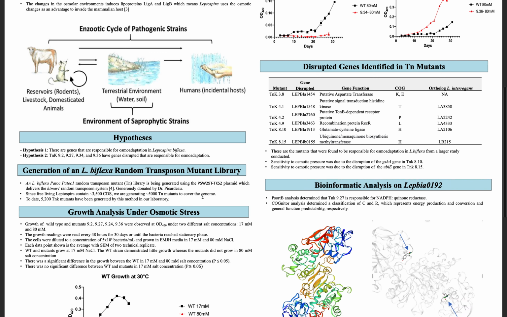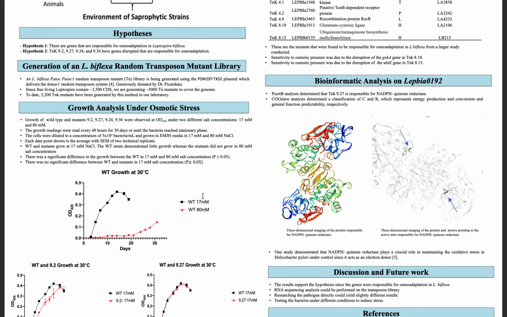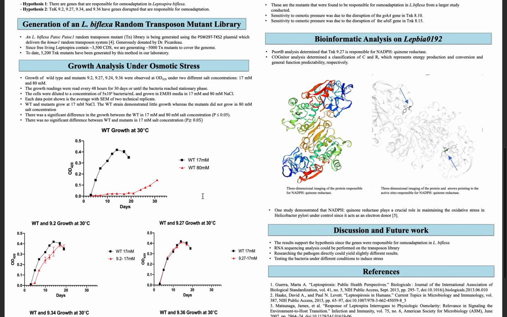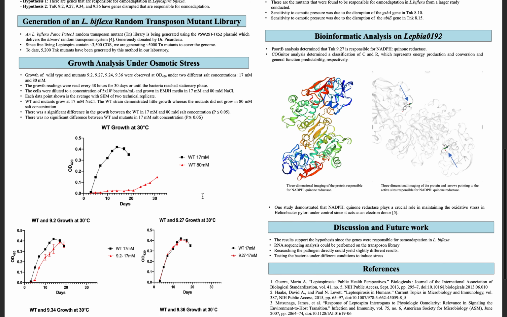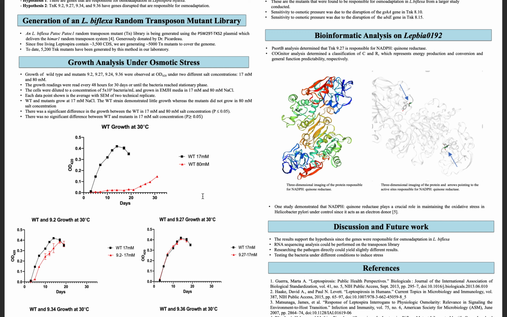My mentor gave me 4 mutants to study to see if they were sensitive to salt. I studied mutants 9.2, 9.27, 9.34, and 9.36. In order to study their sensitivity to salt, growth curves were set up for the mutants and the wild type. There were 2 technical replicates of each mutant and wild type and were grown in EMJH media, which is the standard way Leptospira is grown.